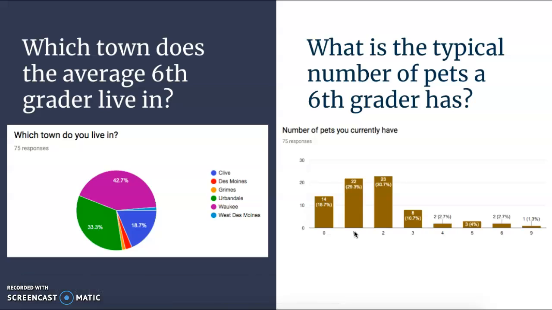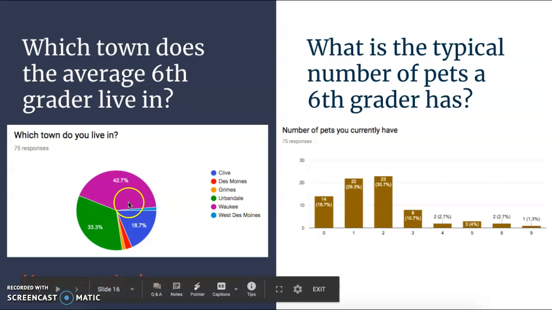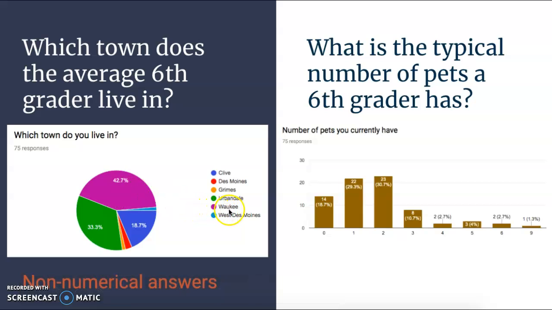Again, on the left, this one it was able to make into a circle graph because we have just a few different responses, but again, these are non-numerical answers. These percentages can show up, but that purple section is what percent of students live in Waukee. Okay, and Waukee is a non-numerical answer.